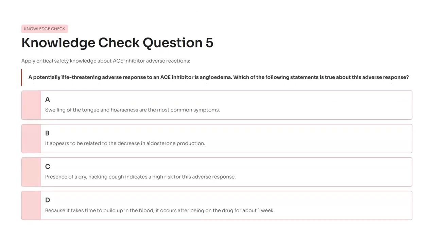Question 5. A potentially life-threatening adverse response to an ACE inhibitor is angioedema. Which of the following statements is true about this adverse response? A. Swelling of the tongue and hoarseness are the most common symptoms. B. It appears to be related to the decrease in aldosterone production. C. Presence of a dry, hacking cough indicates a risk for this adverse response. Or D. Because it takes time to build up in the blood, it occurs after being on the drug for about 1 week.